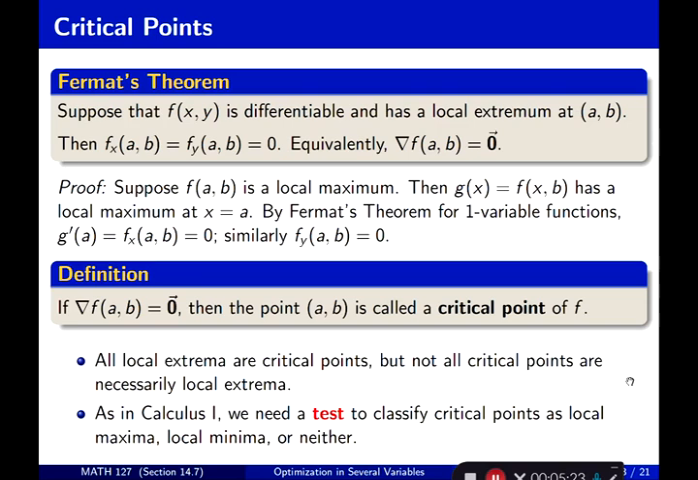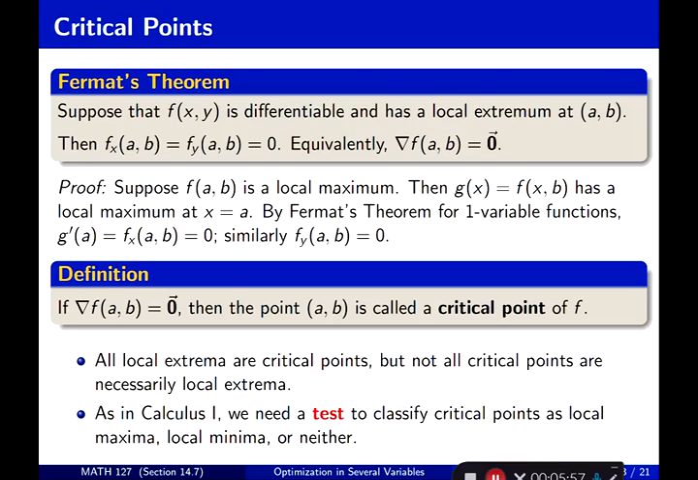Now, definition: if the gradient of f at a and b equals the 0 vector, then the point (a, b) is called a critical point of f. That's what we've seen in the calculus of one variable also. There, though, you always solve for x. Here you have to solve for x and y, basically. All local extrema are critical points, but not all critical points are necessarily local extrema. Well, that was the same as calculus 1, right?